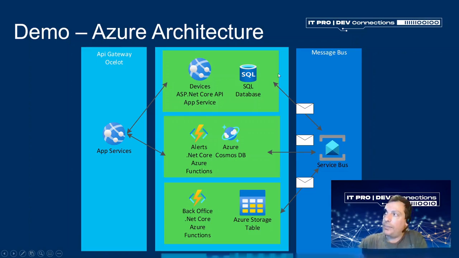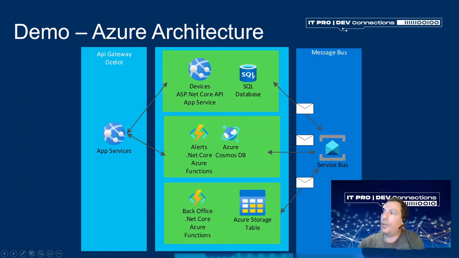And then as a message bus, I'm using Service Bus in order for these three microservices to communicate together. Actually, alerts is not communicating with devices directly; alerts and devices communicate via the service bus with the back office microservice. And each of these microservices has its own persistent layer.